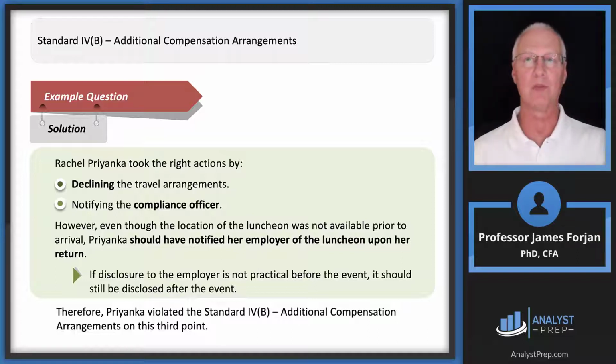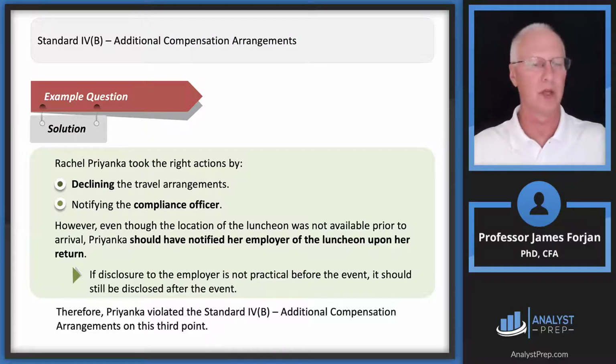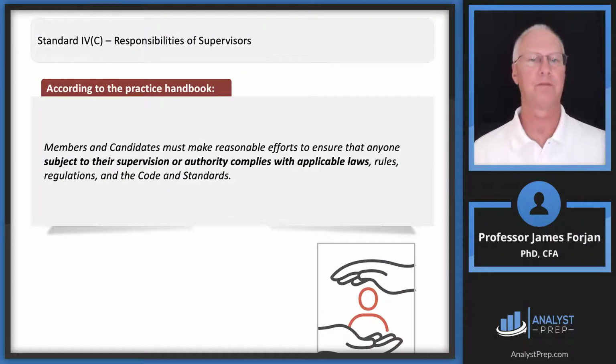Now remember, we said this in an earlier recording that, in an ideal world, we would always get pre-approval. But of course, how can you get pre-approval if all of a sudden you're at the meeting and then you're walking and there's the 5-star hotel and there's the restaurant? It doesn't make any sense. It's not really convenient to get pre-approval. So make sure that you disclose this after the event.